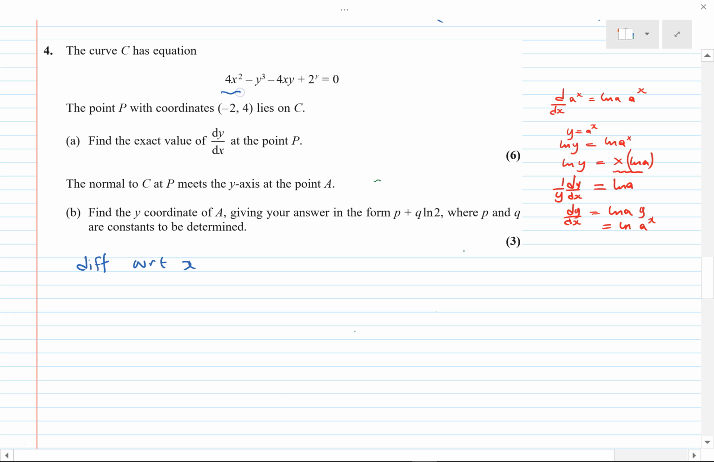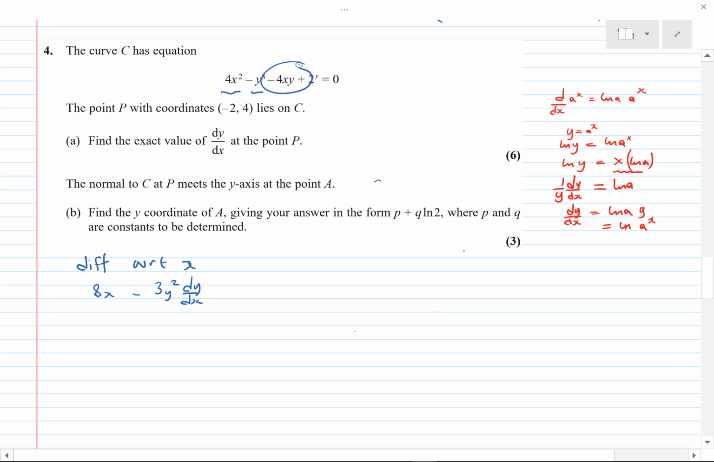Well, 4x squared, that's easy enough. That's 8x. y cubed, well, differentiate with respect to y, we're basically differentiating with respect to x, y cubed, which is the same as differentiating with respect to y times by dy by dx. So anyway, differentiate with respect to y, that's 3y squared, and then you times by, because you want dy by dx, you times by that dy by dx.